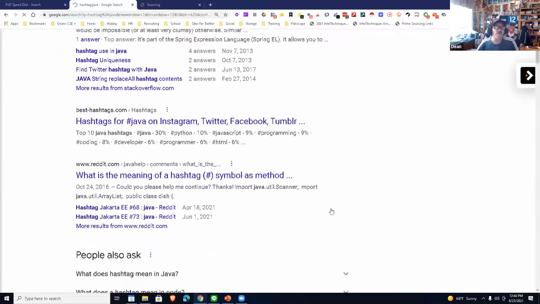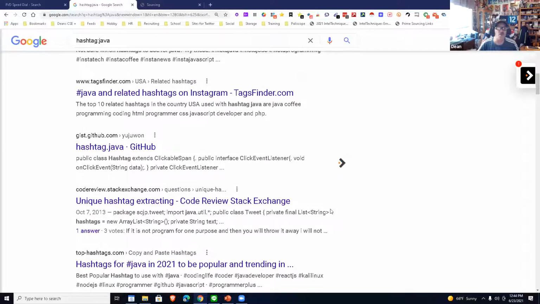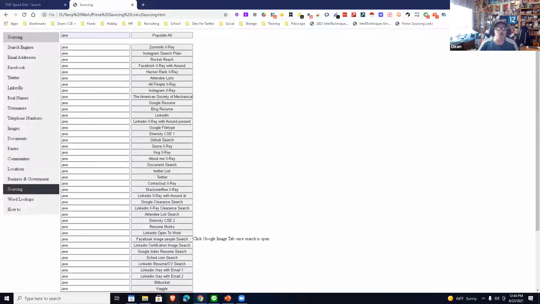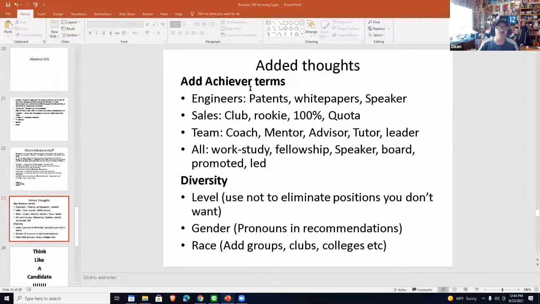There we go. So I'm looking just for people using the hashtag Java. Now, why would I want to do that? Well, if they're using the hashtag Java, they're either drinking coffee, speaking of which, or they're programming in Java. That's really about the only two ways you use the word Java. So why wouldn't you? Let's keep going. Some more things.